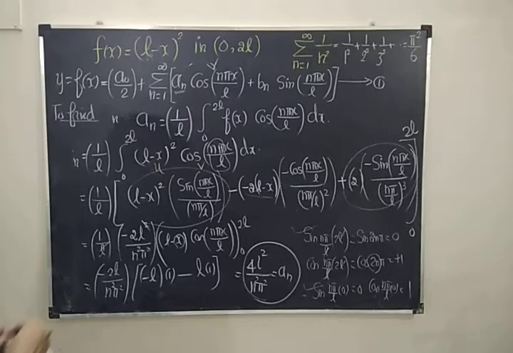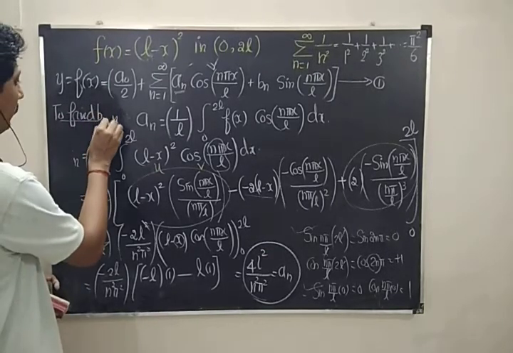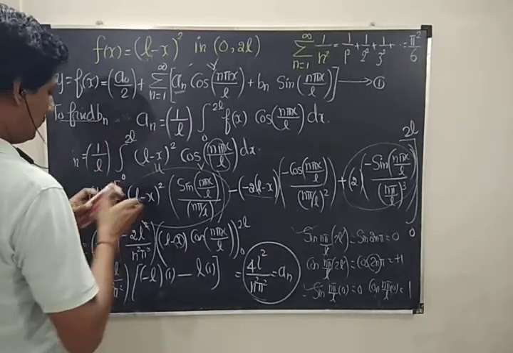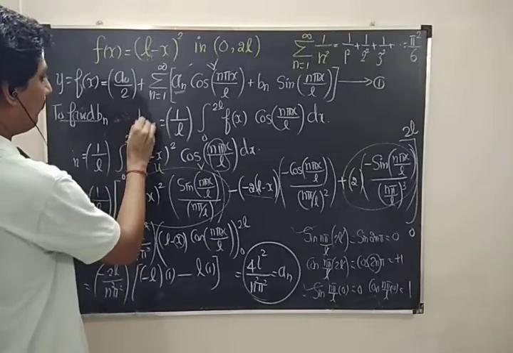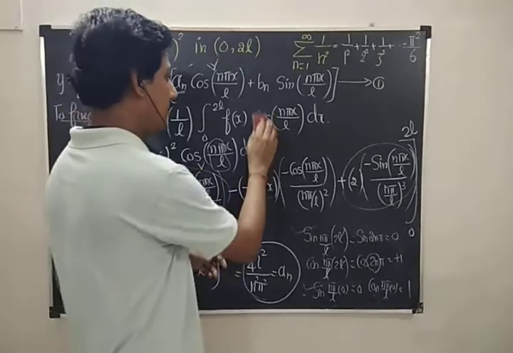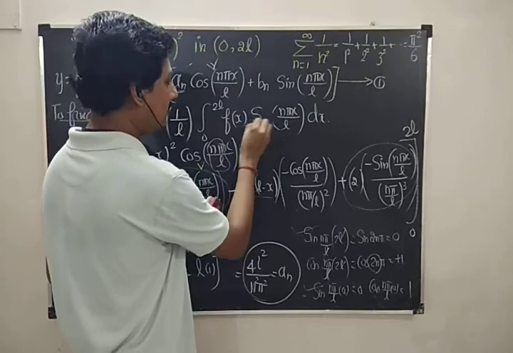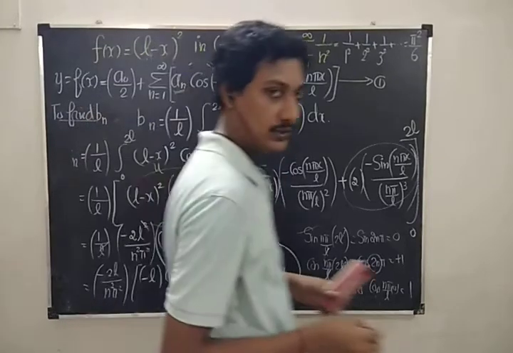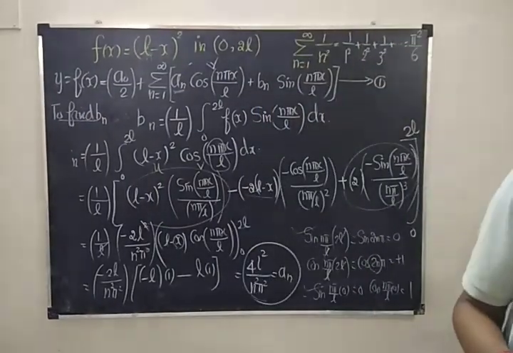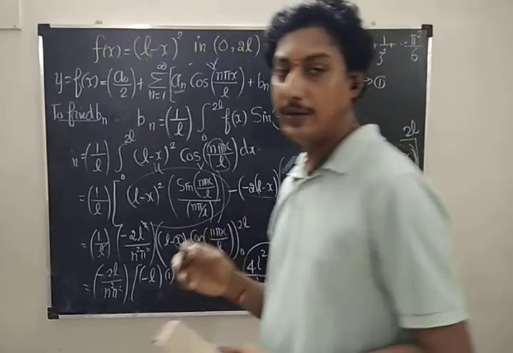So find the Bn value. To find the Bn value, what's the Bn formula? The Bn is nothing but the coefficient of the sine term, isn't it? So f of x into sin n pi x by L. This is the Bn formula. Clear? Bn formula.